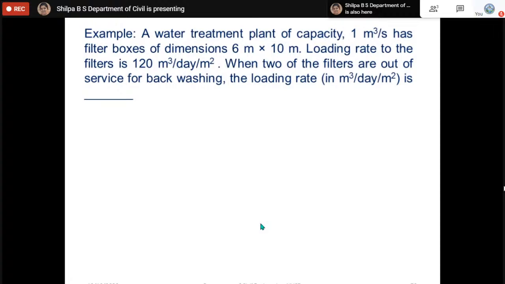So coming to the numericals related to this filtration. Filtration is also one of the important unit operations from which you are going to get a lot of questions.